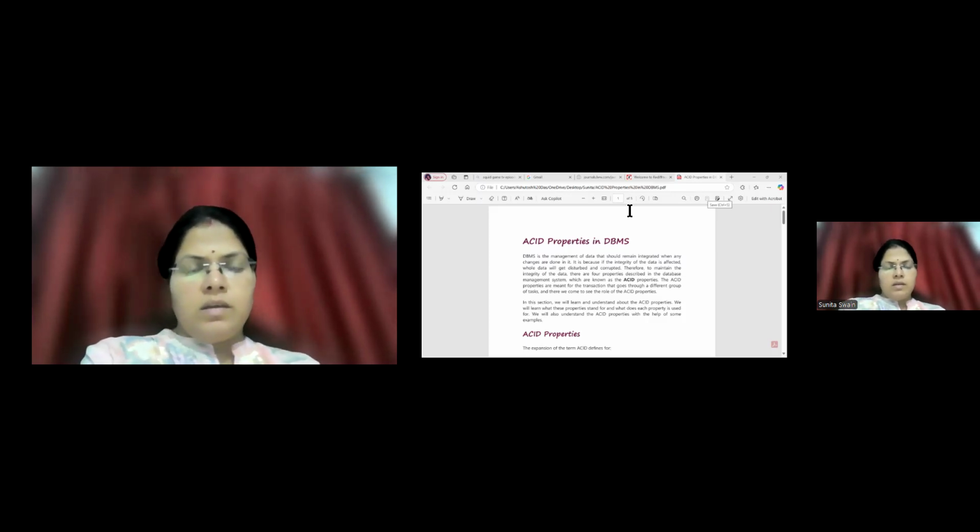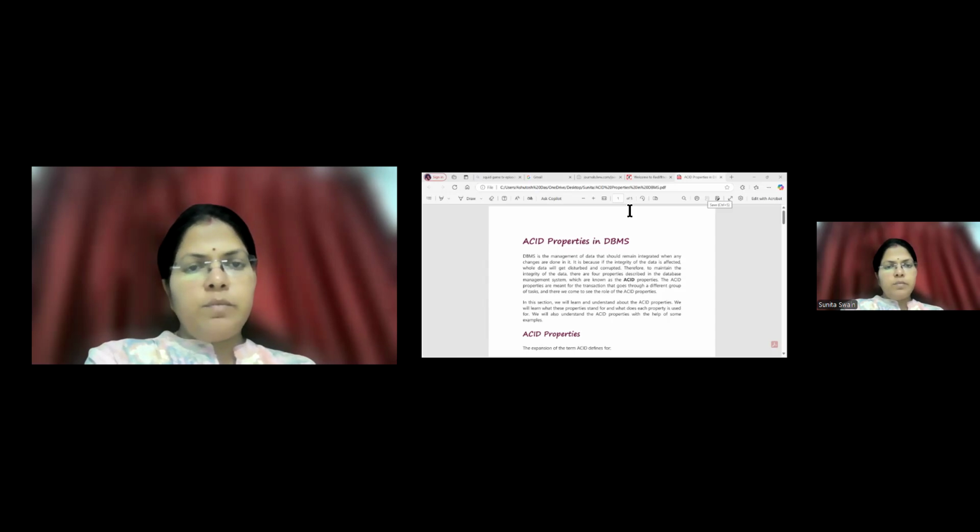Today, I'm going to discuss the ACID properties in DBMS. So already we have discussed the basics of DBMS, and DBMS has the property of ACID. For a database management system to maintain and remain integrated, we need to follow this ACID property.